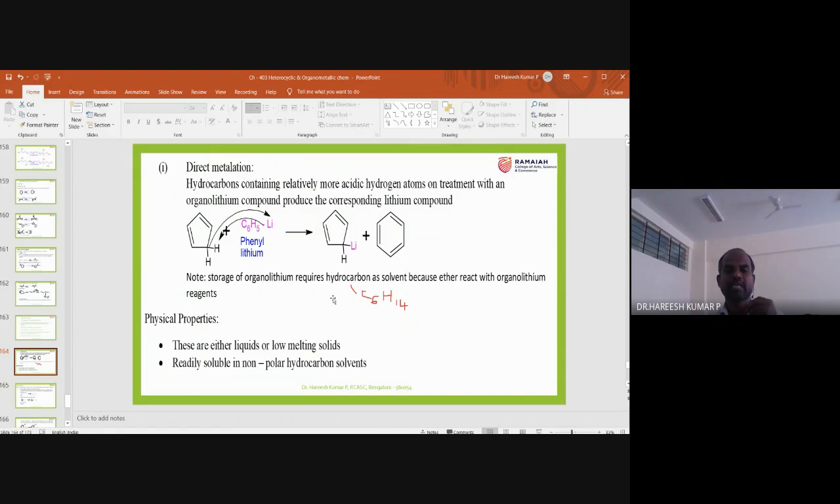One more method is called interchange. For example, methyl lithium, when treated with acidic proton-containing organic compounds, leads to the formation of an organolithium compound. So there are two methods. One is metallation: when an alkyl halide is treated with lithium metal, it leads to the formation of organolithium compounds. Another method is called interchange.